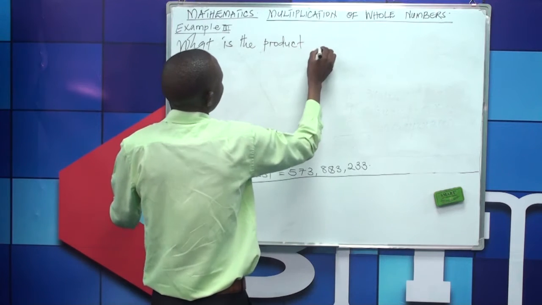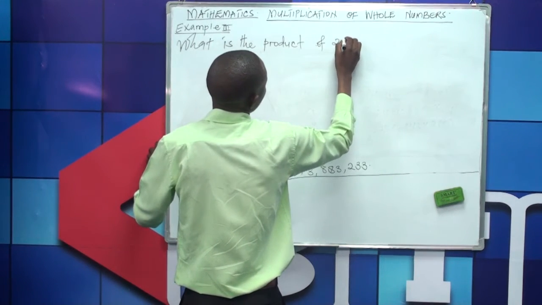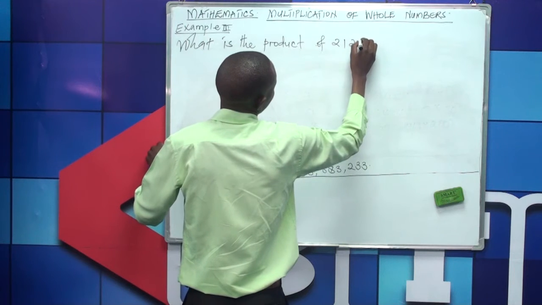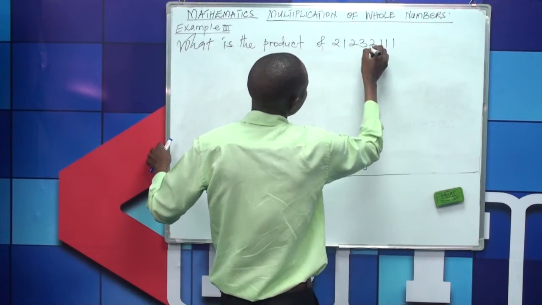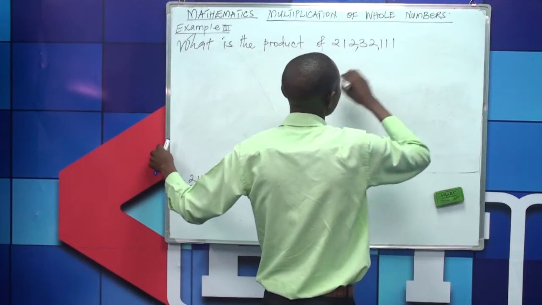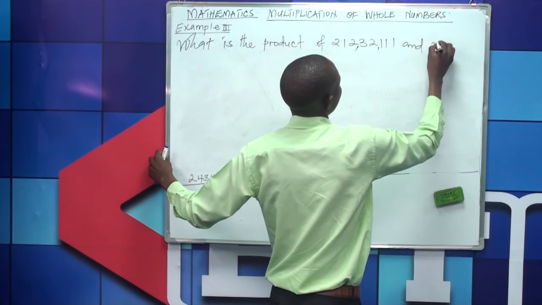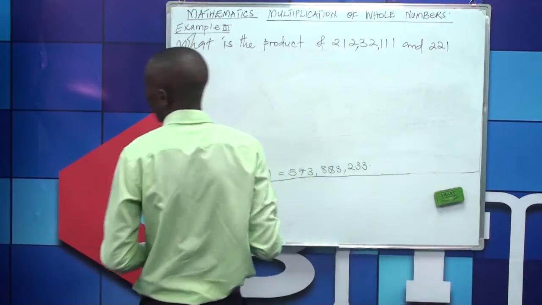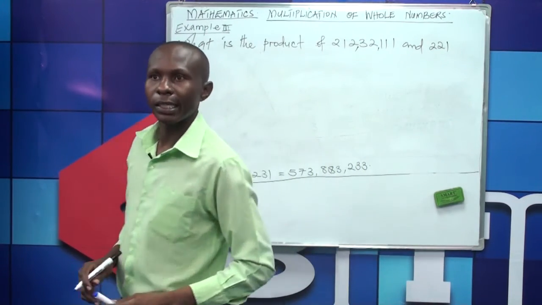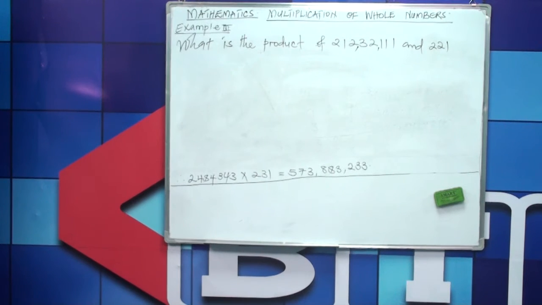What is the product of 2, 1, 2, 3, 2, 1, 1? And I want you to find out for me, just within 1 minute you must be done with it. Then we go to another example.